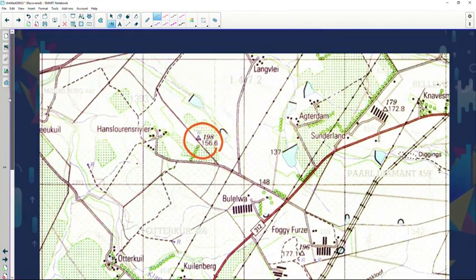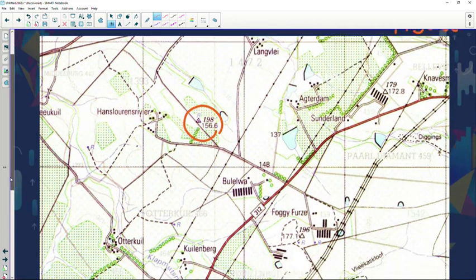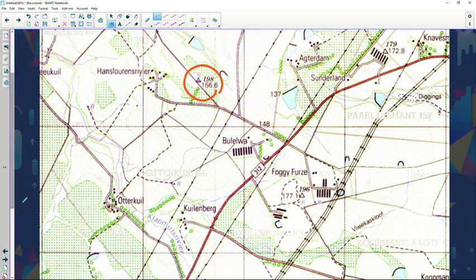Now you need to keep in mind, the topographical map scale is 1 to 50,000. So we use a calculation regarding that 50,000. So if I'm going to ask you, let's go and calculate the gradient from Trig beacon 198 to Trig beacon 196.